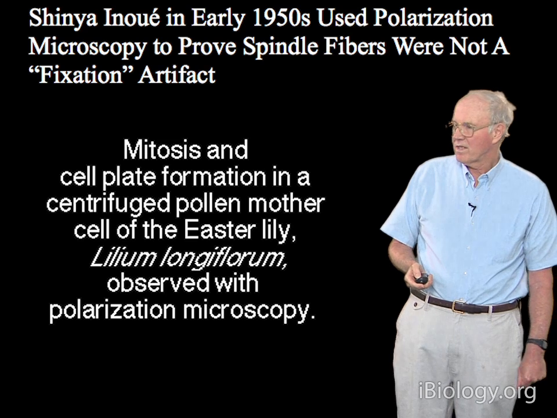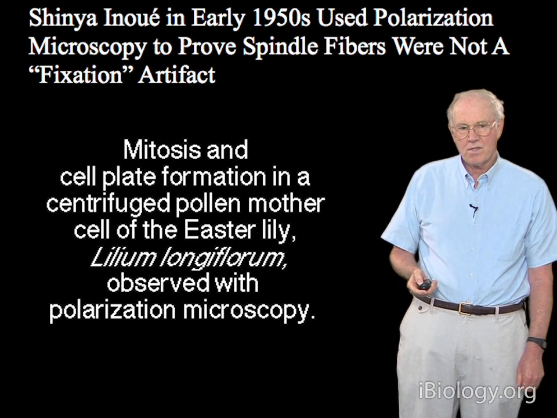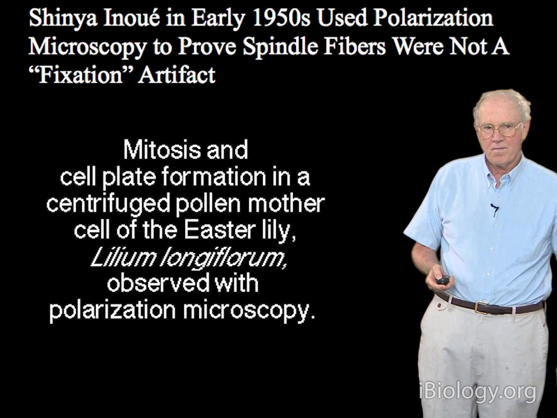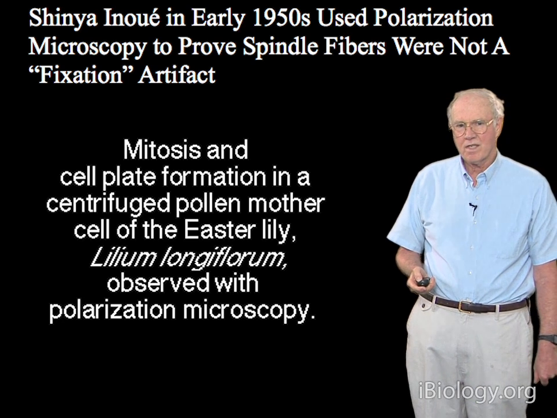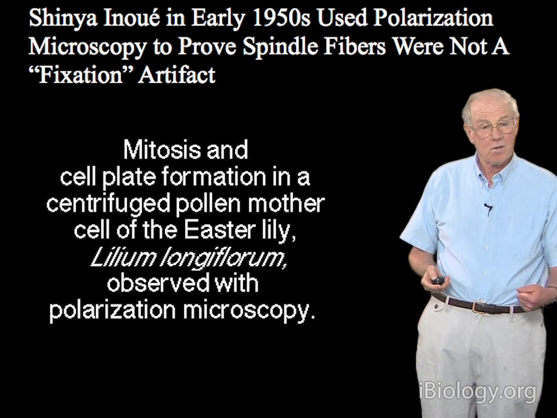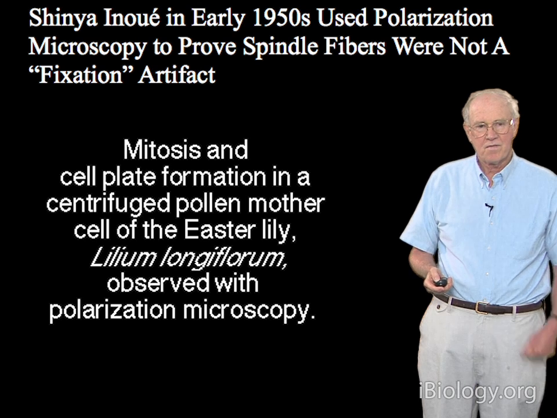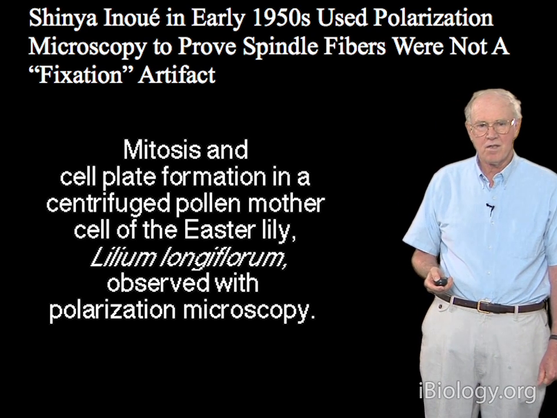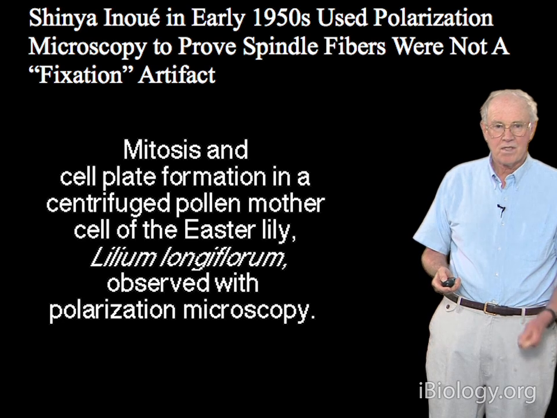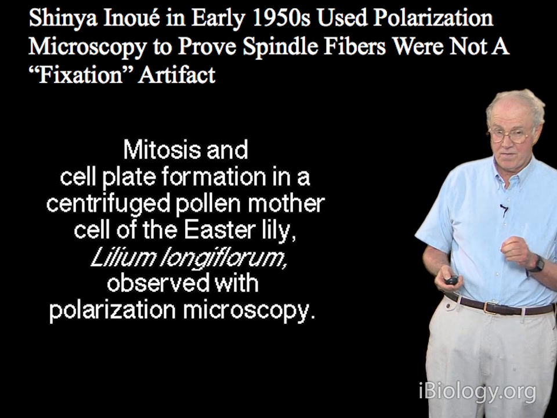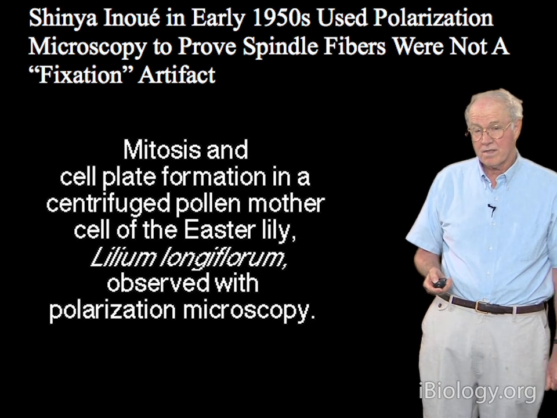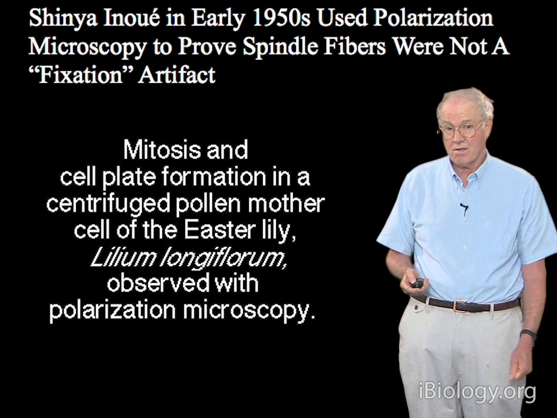So one of the important examples for the use of polarization microscopy was performed by Shinya Inoue in the early 1950s, where he developed a polarization microscope of sufficient sensitivity to image living cells in mitosis. And the results of this were very important in the field of cell biology, because it was the first proof that spindle fibers were not a fixation artifact.